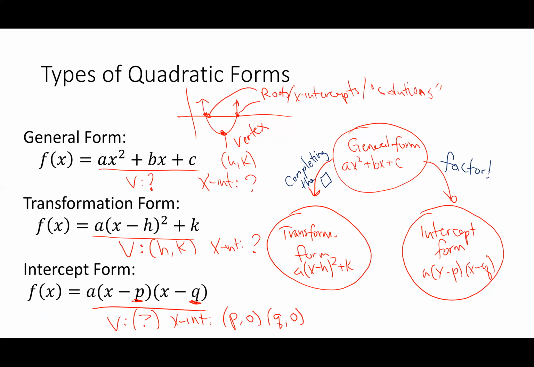So in general, for whatever reason, general form is our most popular way to write a quadratic parabola, but it tells us no information. Transformational form tells us a lot about the vertex. It's staring us right in the face. And intercept form is the same kind of ilk. The x-intercepts are staring us right in the face. As for the vertex, there's a sneaky trick that you can use from intercept form to get the vertex.